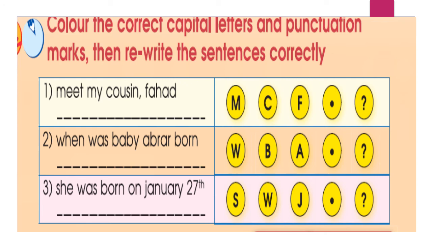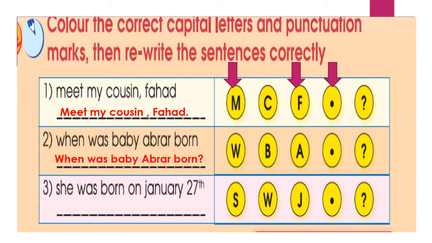Now color the correct capital letters and punctuation marks, then rewrite the sentences correctly. Number one, meet my cousin Fahad. M capital, F capital, and add full stop. Number two, when was baby Abrar born? W, A, and question mark, because this is a question. Number three, she was born on January 2017. So, S capital, J capital, and full stop.